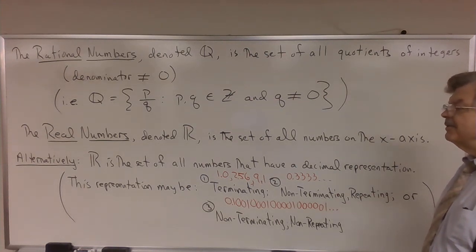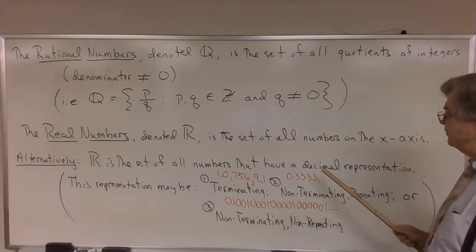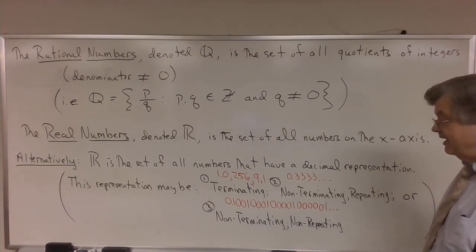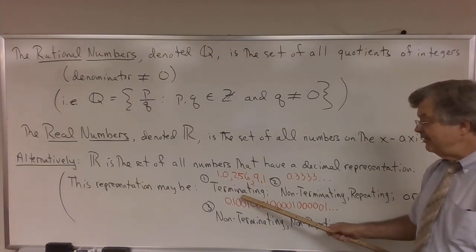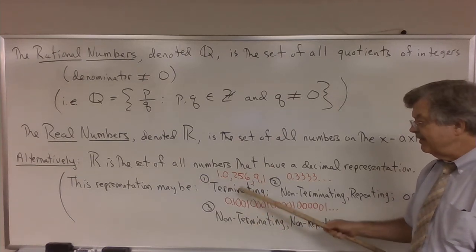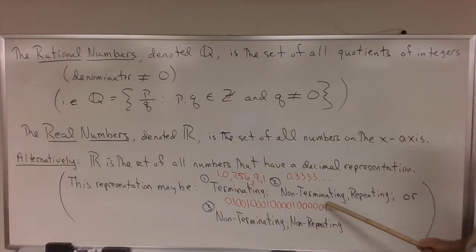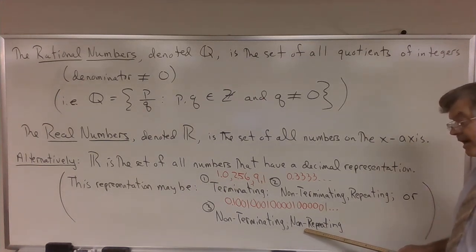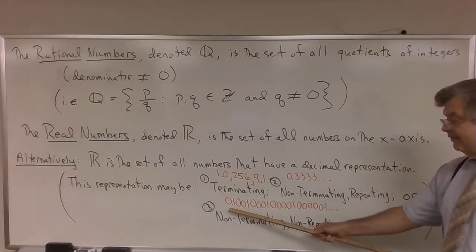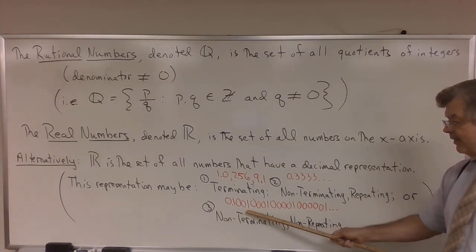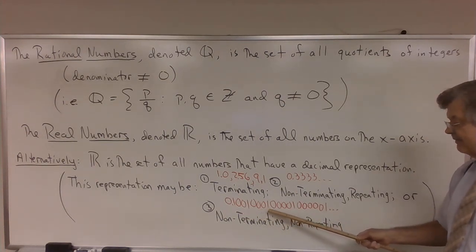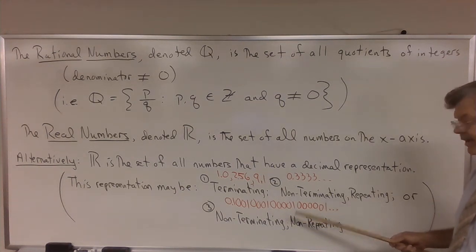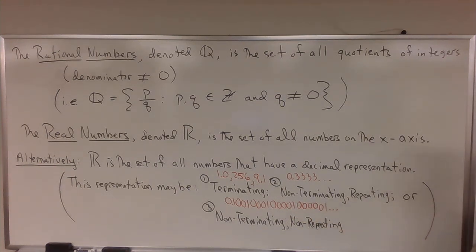So the set of real numbers can be defined as the set of all numbers that have a decimal representation. And the decimal representation could be terminating, like 1.0 or 2.5. Or it could be non-terminating but repeating, like 0.33333333. Or it could be non-terminating, non-repeating, like this: 0.101001000100001, and so forth, off into the sunset.